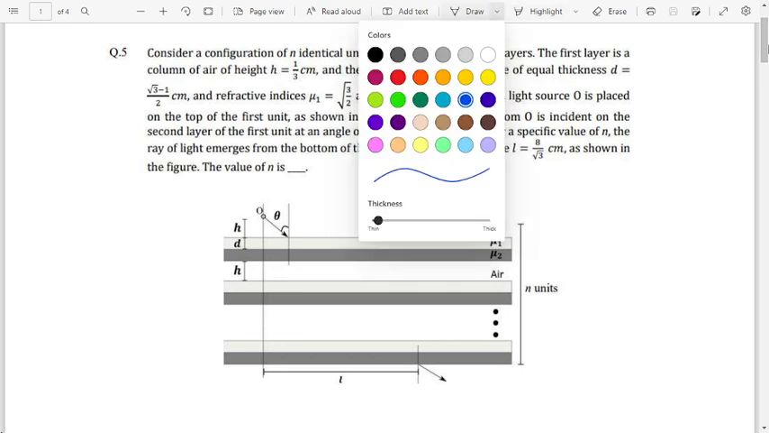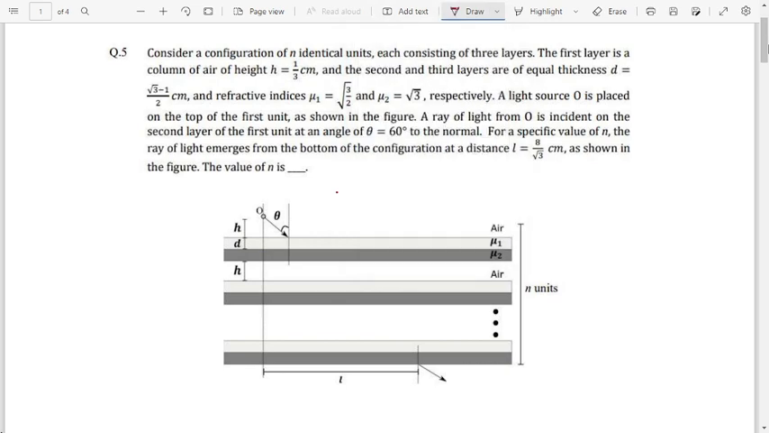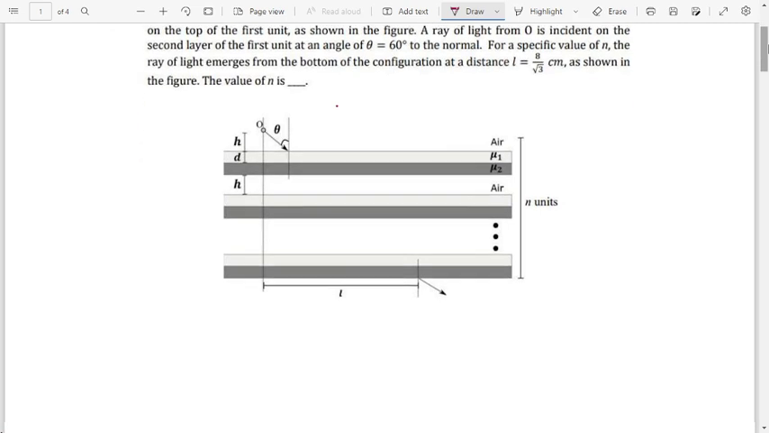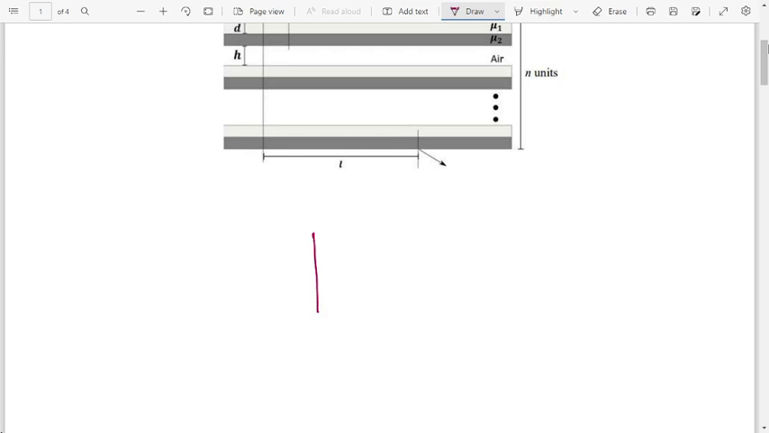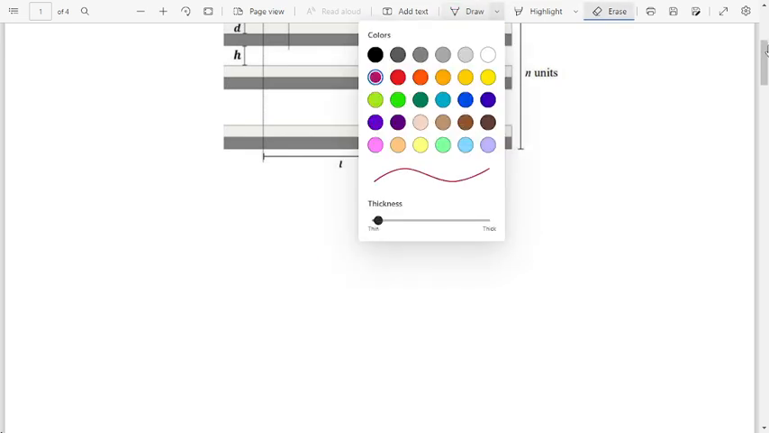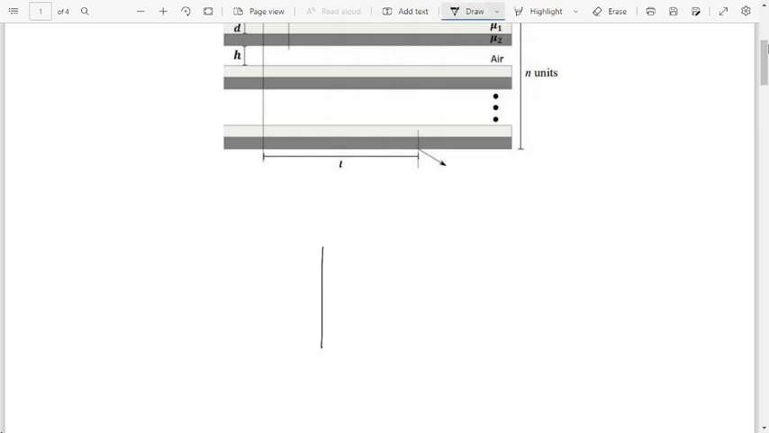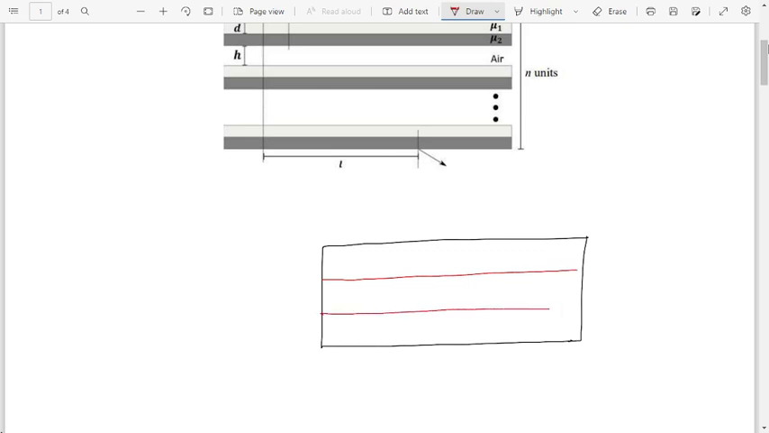Let us quickly understand what is happening over here. There are n units, and each unit contains three different mediums. If we talk about one particular unit, then it will have three different media. First one is air, so mu is equal to 1, and it is of thickness h. The next two media are of the same thickness, which is d and d.